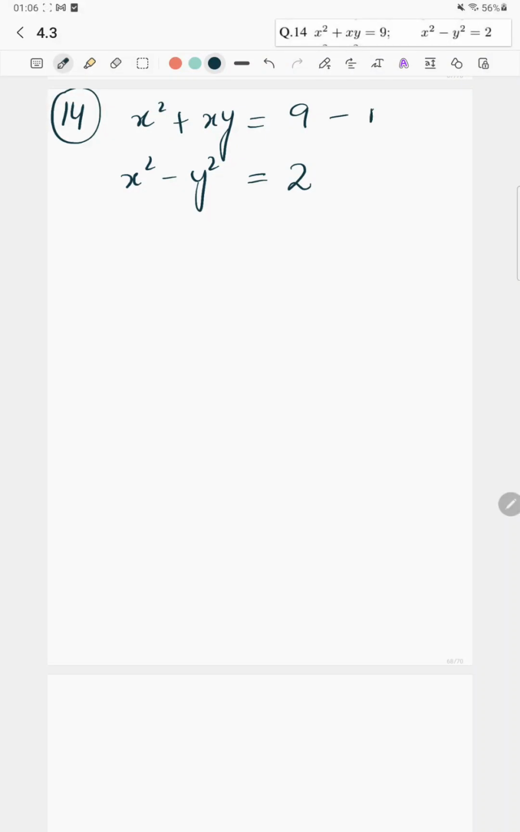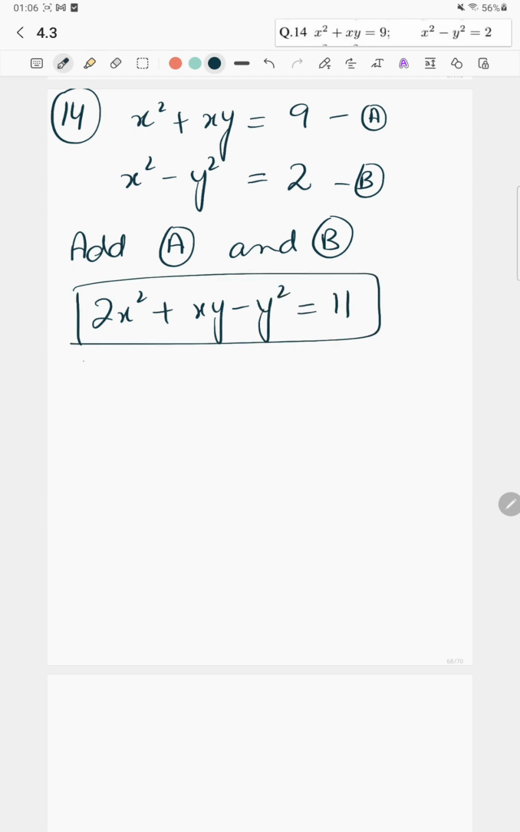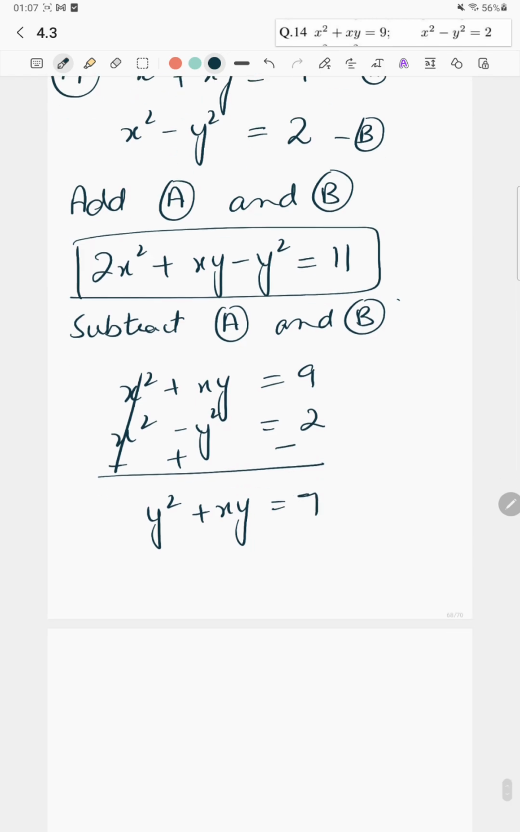So adding equation A and B, add equation A and equation B. You will get 2x square plus xy minus y square is equal to 11. Now subtract A and B. So it's x square plus xy is equal to 9, x square minus y square is equal to 2. By subtracting, I got y square plus xy is equal to 7.